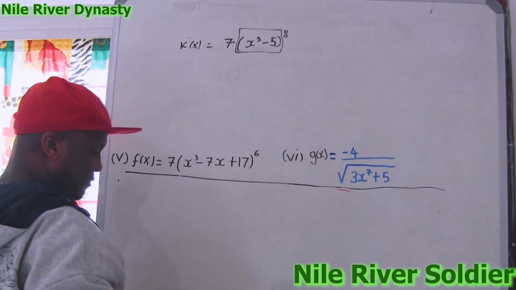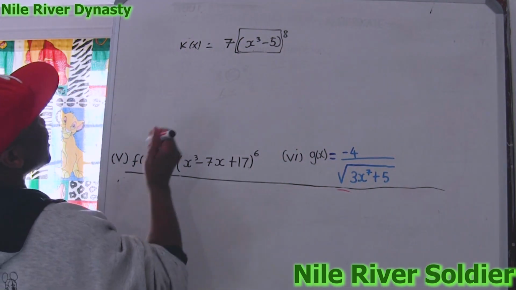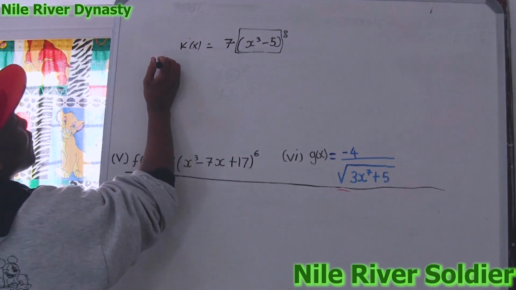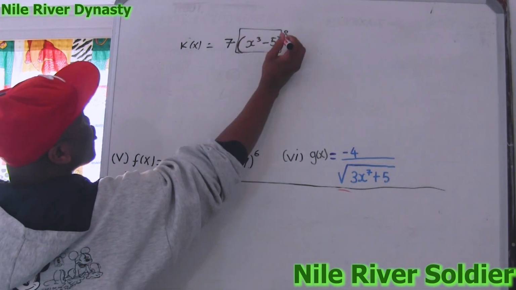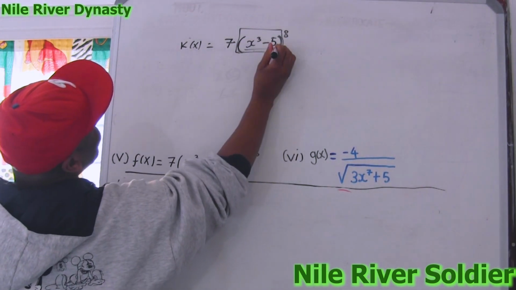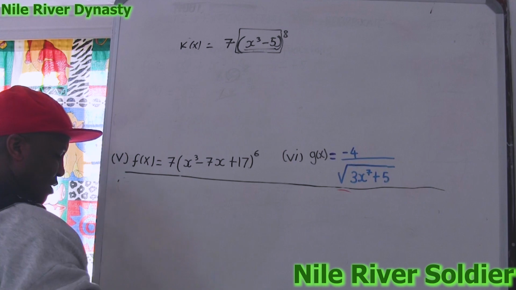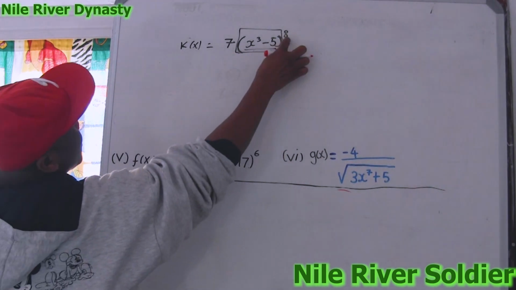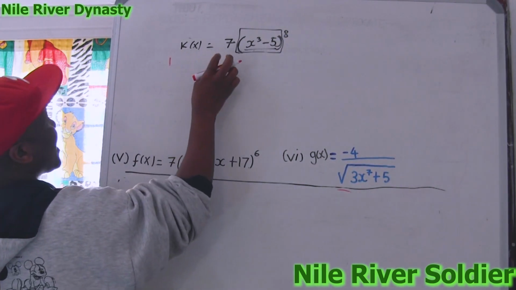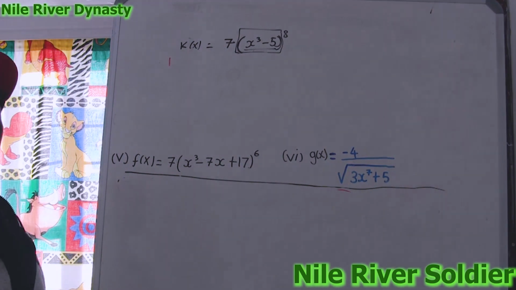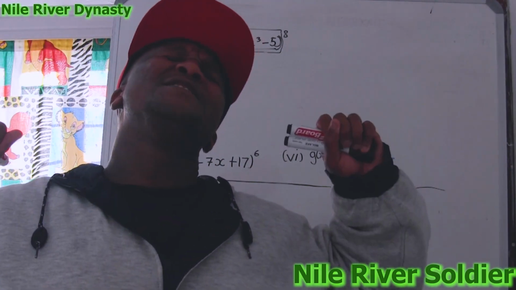So for this one here, for you to differentiate, make sure this group must have a power. Let me just say it slowly: this group must be power. So you can say, okay, so now, is there any root? No root. Everything exponential? Yes.